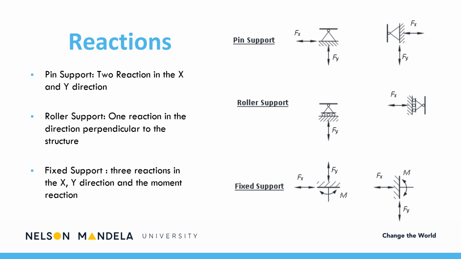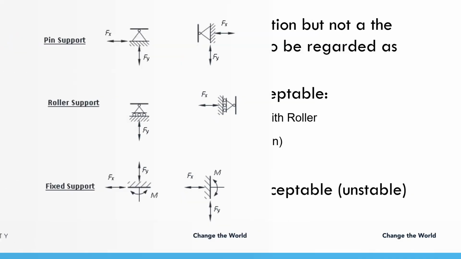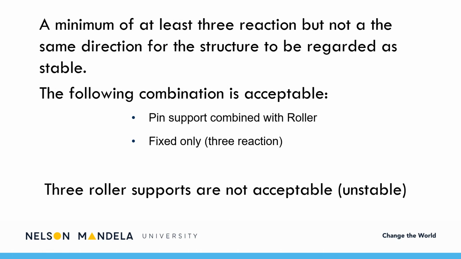Then you look at the roller support. The first one is the horizontal roller, which has a reaction in the vertical direction only. The second one next to it is a vertical roller, which has a reaction in the horizontal direction. And then, last but not least, is a fixed support, which has three reactions: the vertical reaction, the horizontal reaction, and the moment reaction.